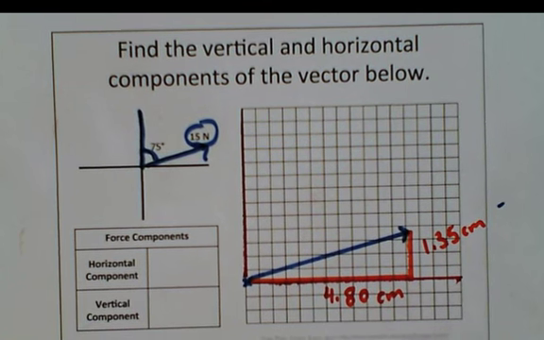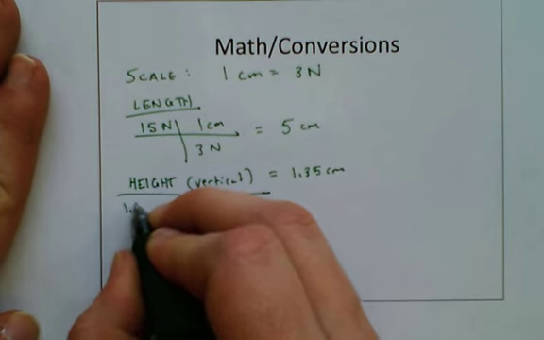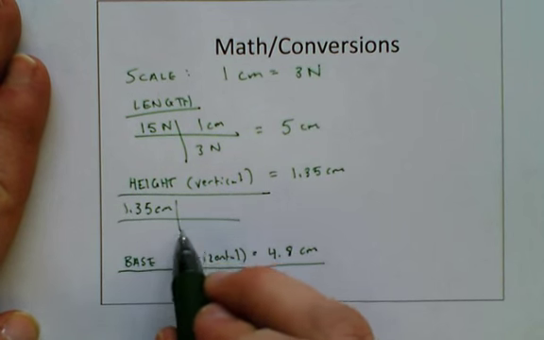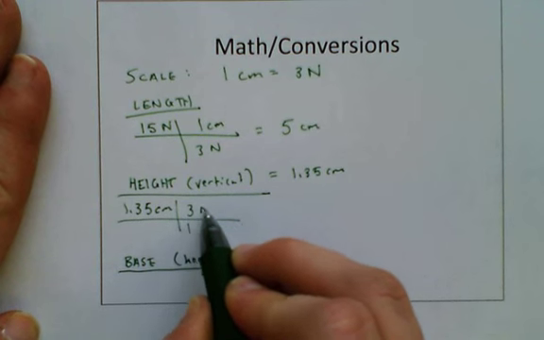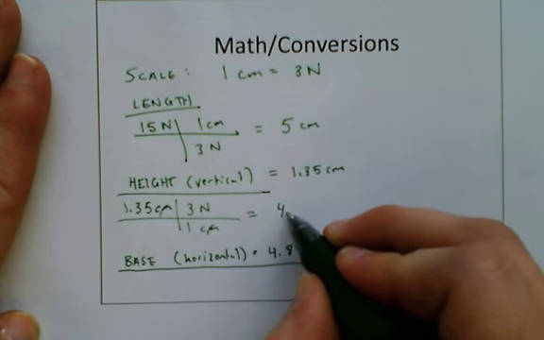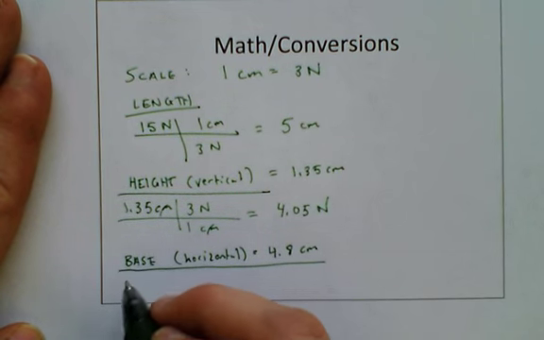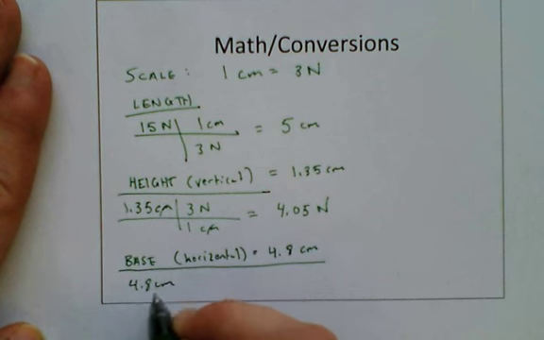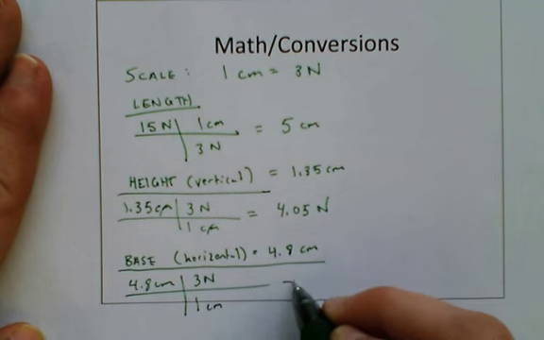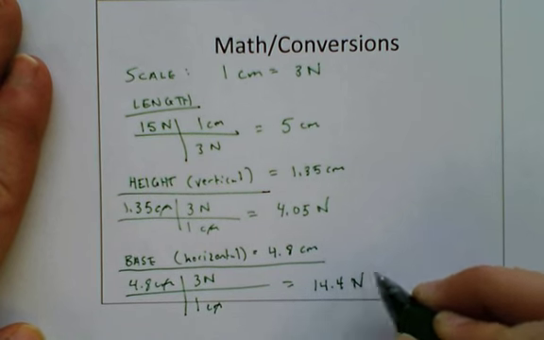Now I can do my conversions. My vertical component was 1.35 centimeters. So to convert that back to newtons, I use my scale of 1 centimeter equals 3 newtons. Centimeters cancel out, and I get 4.05 newtons. Similarly with the horizontal component, I have 4.8 centimeters. 1 centimeter equals 3 newtons, and I get 14.4 newtons.